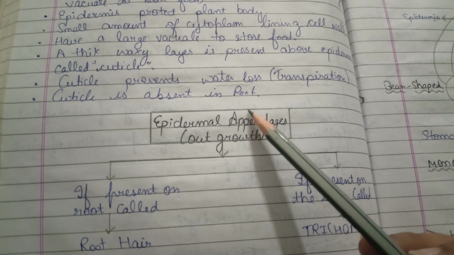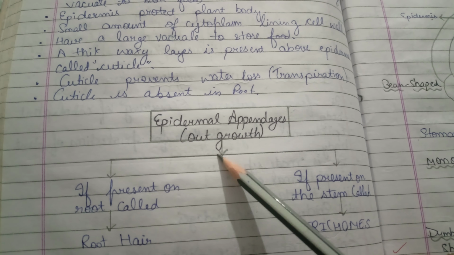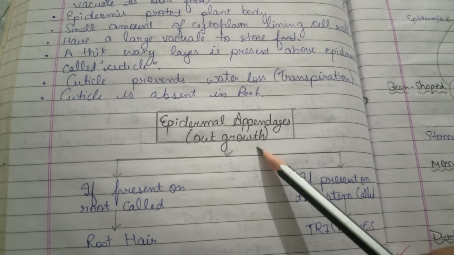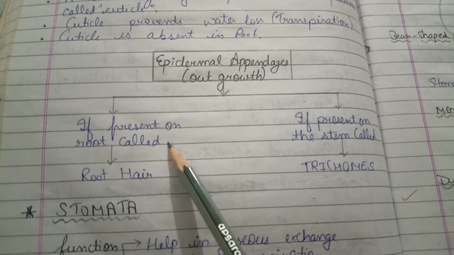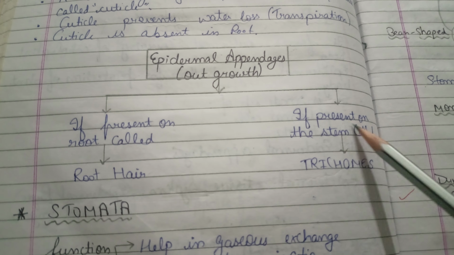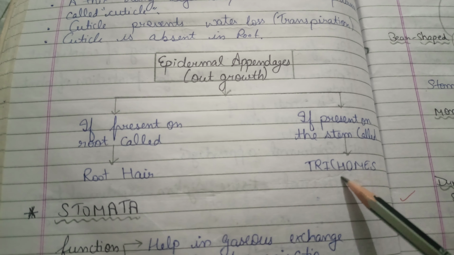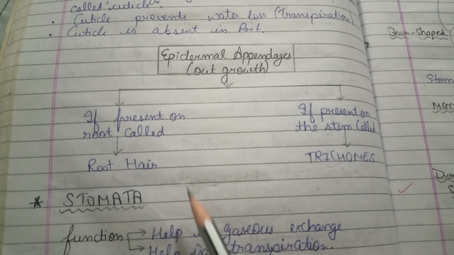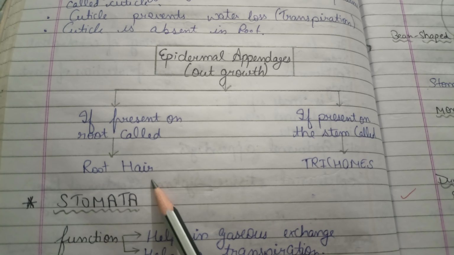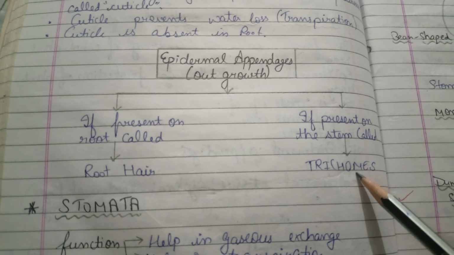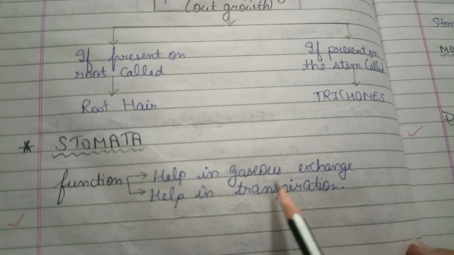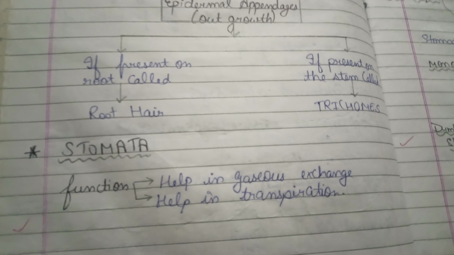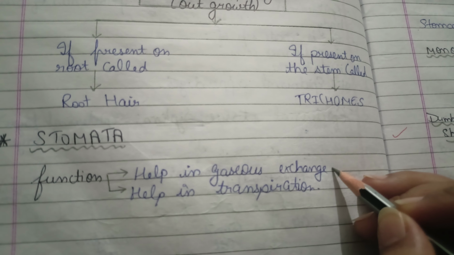And now we will do the epidermal appendages, that is, the outgrowths present on the epidermis. If this outgrowth is present on the root, it is called a root hair, and if it is present on the stem or shoot, it is called a trichome. The function of root hair is to absorb water and increase the surface area, and trichome prevents water loss. Now the stomata: there are two main functions of stomata. They help in gas exchange and also help in transpiration. Gas exchange means O2 and CO2 exchange with the environment.